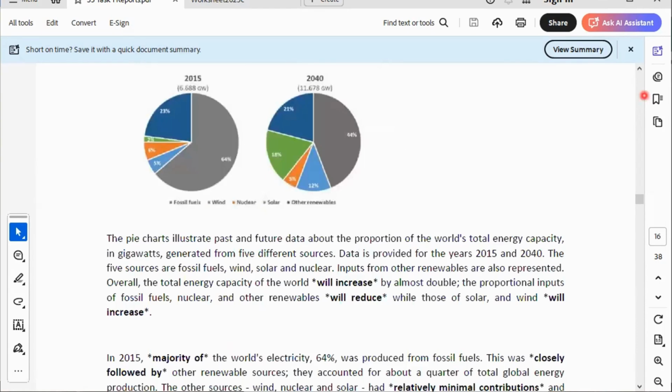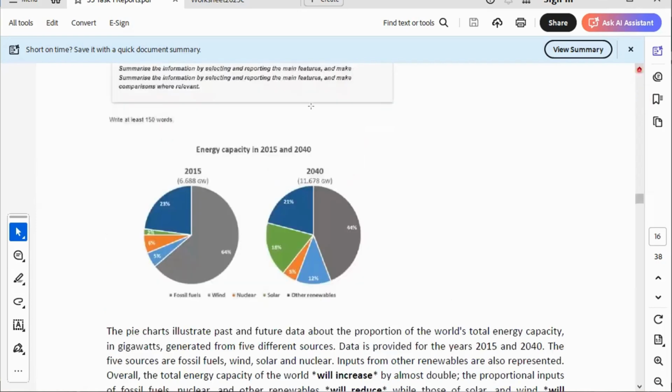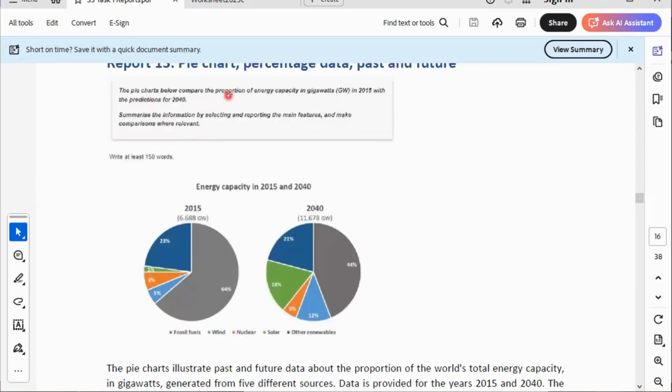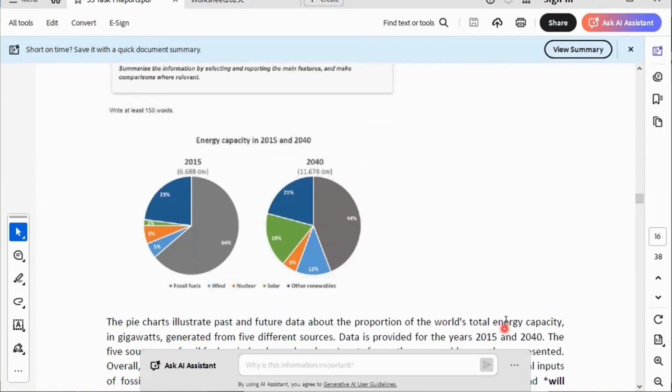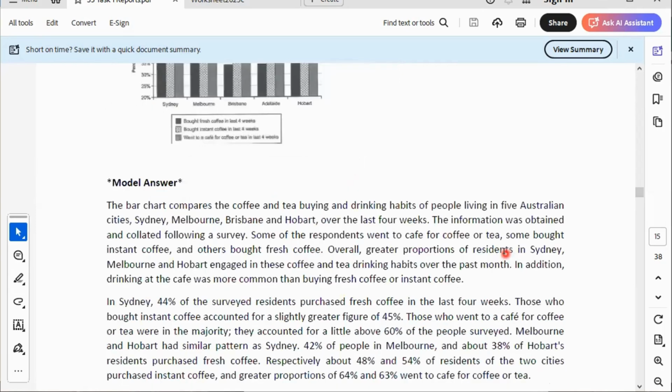Let me show you. We can't say anything about the country here. It's just proportion of energy capacity. So they didn't specify country here. Maybe world's total energy capacity. So the what, where, and when is a very, very important formula.